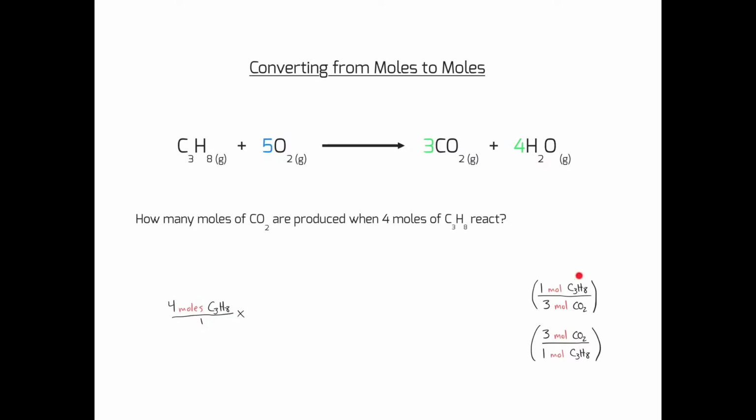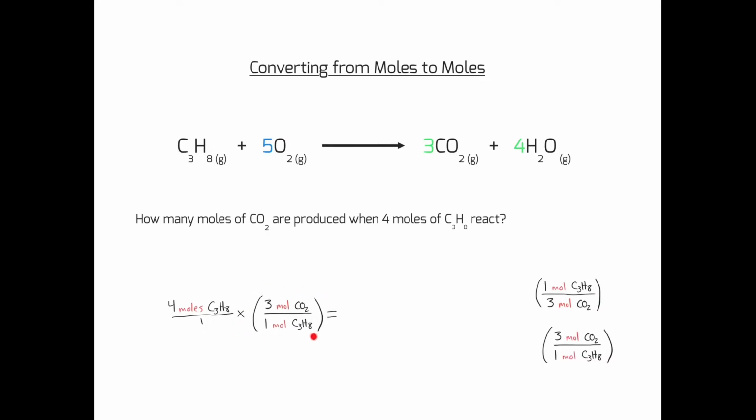The key to making sure that you use the right one is to set it up so that your units cancel. For example, if we try to use this conversion factor, we can see that we have moles of C3H8 on top here and moles of C3H8 on top here. So these moles of propane and these moles of propane won't cancel. So we don't want to use this conversion factor. If we use this one instead, we can see that we have moles of propane on the bottom, and those can cancel with the moles of propane on the top, which would leave us with moles of CO2 as our answer. So this is the conversion factor that we want to use.